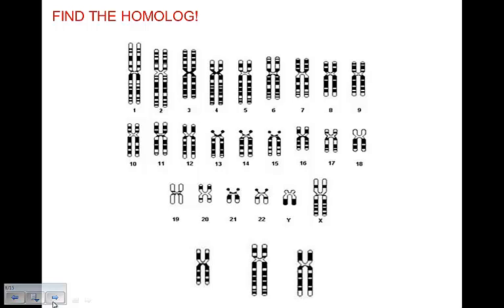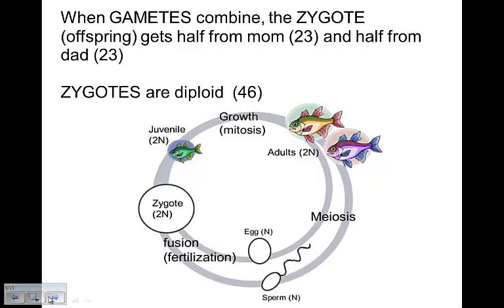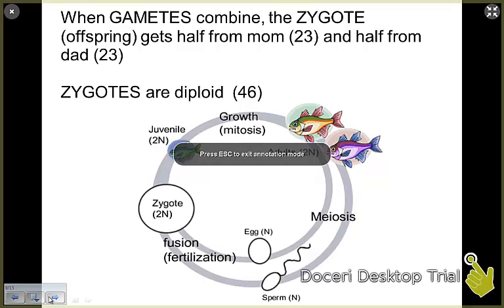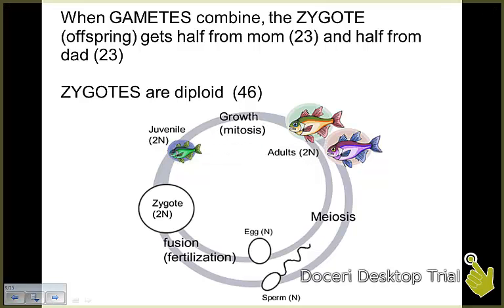All right, now here, this is just another picture of the karyotype and this little process of finding the homolog. Okay, now I really like this slide. It says when gametes, that's the sperm and the egg, combine, they form this zygote, that's the offspring. So we get half of the genetic information from mom, half from dad.